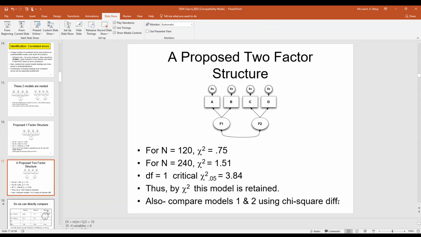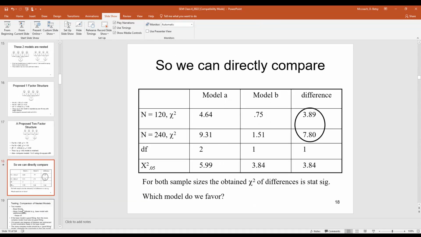So now let's compare these two models using the chi-square difference test. We can directly compare these models. Let's start with the n of 120. Model A had a chi-square of 4.64. Model B had a chi-square of 0.75. I'm just going to subtract one from the other. I get 3.89. So the difference in chi-square between models A and B is 3.89.